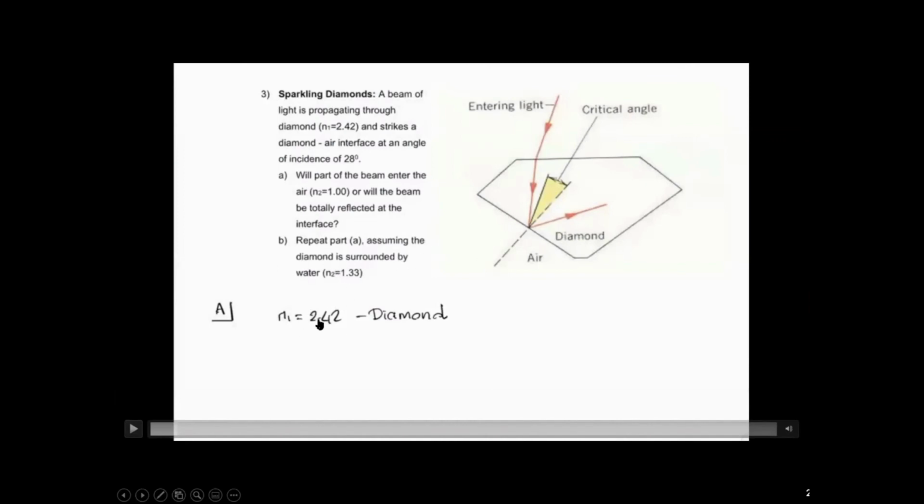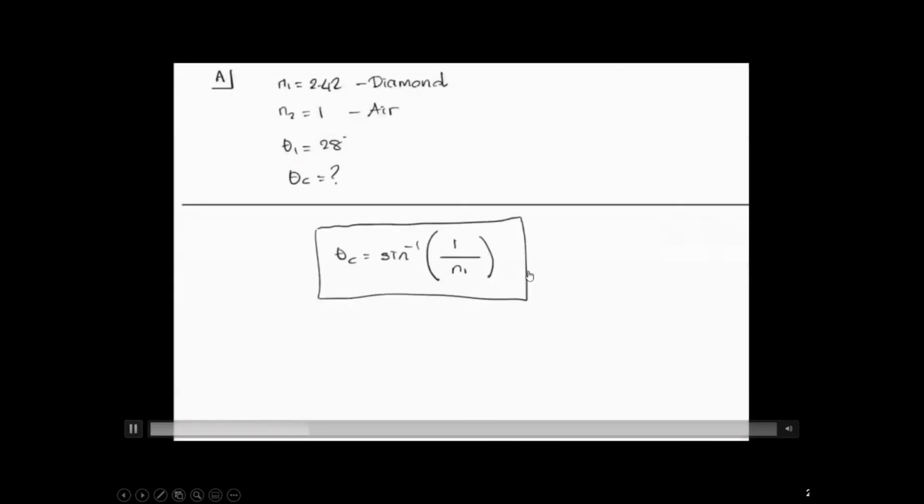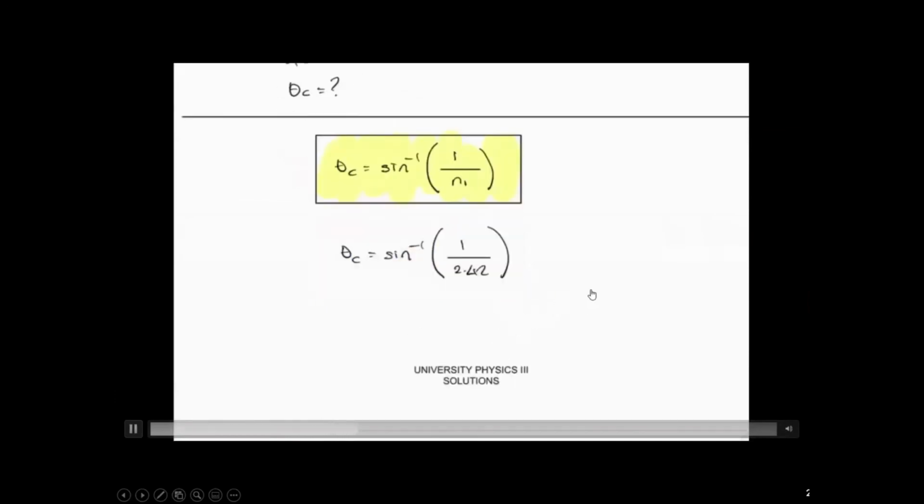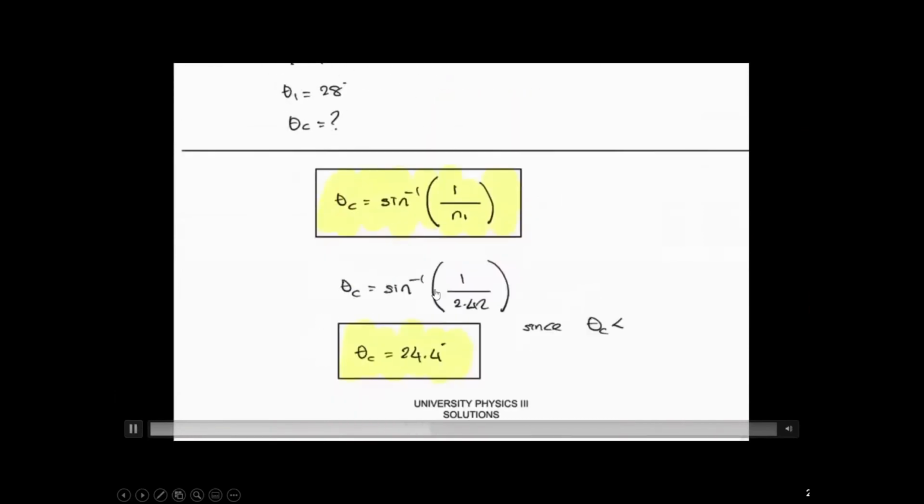All right, so the index of refraction for diamond is 2.42. Air is 1. All right, so the angle of incidence is 28 degrees. So let's use the original formula for the critical angle. So plug in the numbers. When you plug the numbers in, we end up getting an expression for the critical angle. It's like 24, 25 degrees, more or less. All right, so the critical angle is 24, 25 degrees.